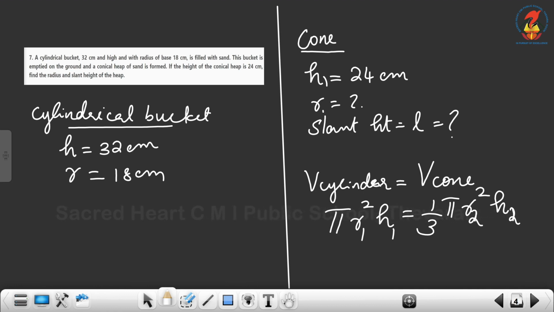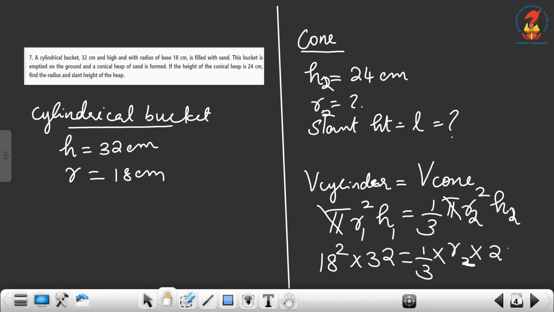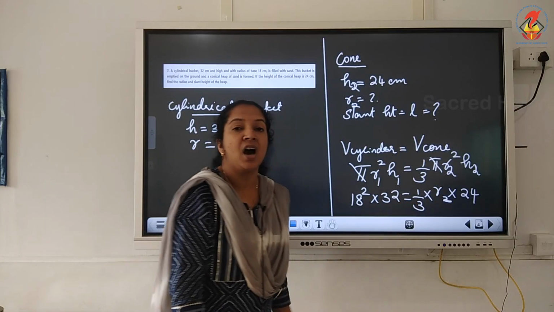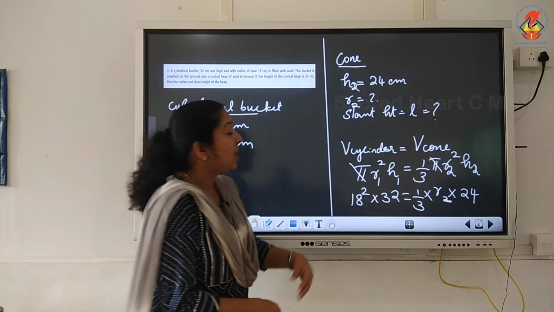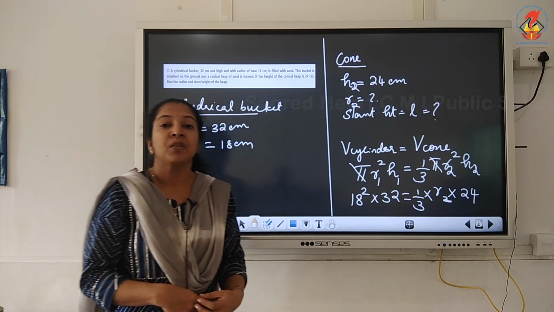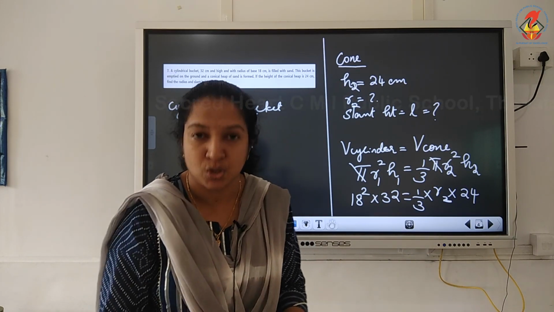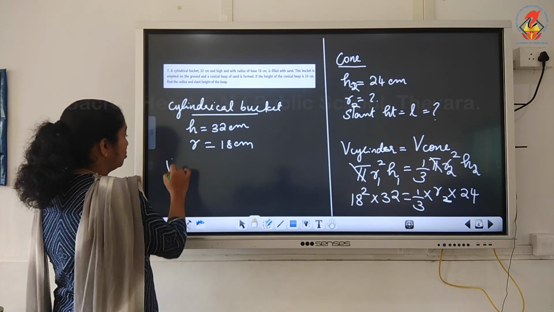So what you can do here is we can cancel out both the pi's. And r1 square, 18 square into 32 is equal to 1 by 3 into r2 square into h2. r2 you have to find, h2 is given as 24. So from here you can find r2. Then after getting r2, what do you have to find? Slant height l, root of h square plus r square. Remaining you have to do as homework.